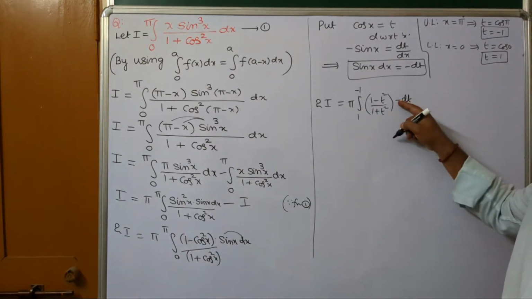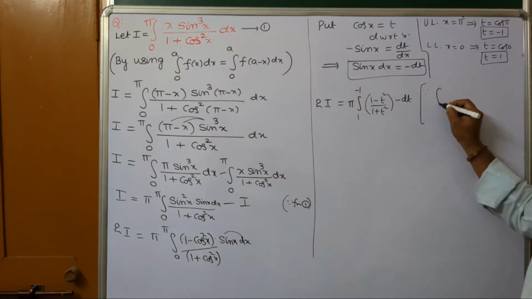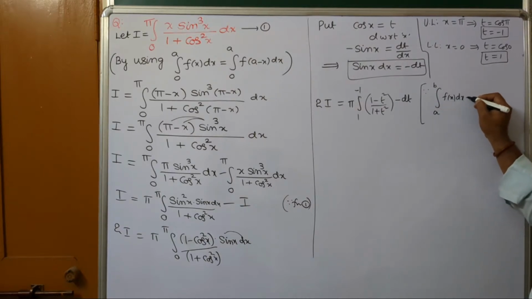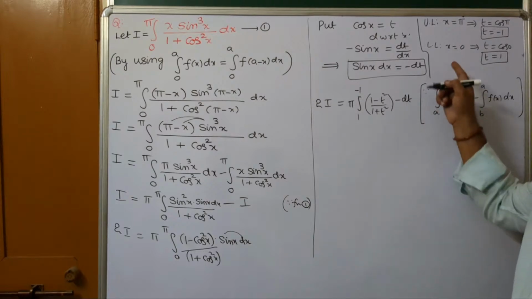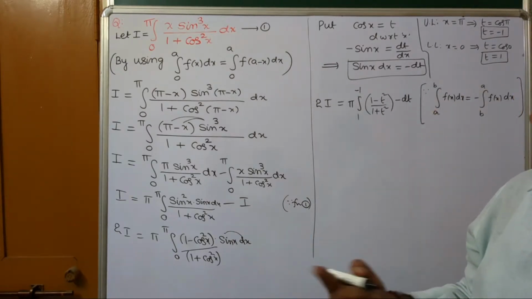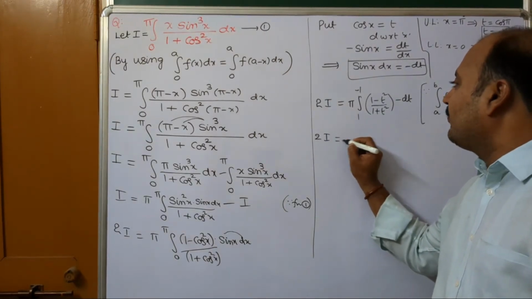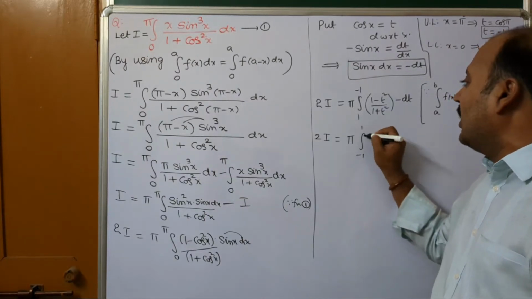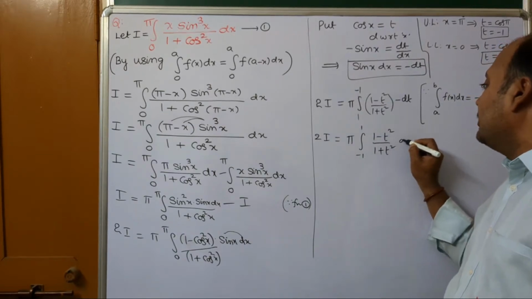Yeah. If you remove this minus, these two will be interchanged by using sign change property. Integral a to b f of x dx is equal to minus integral b to a f of x dx. So if you want to remove this minus, interchange the limits. Upper limit will become lower limit, lower limit will become upper limit. So 2I equal to, minus I am going to remove now, pi into integral -1 to 1, 1 minus t squared by 1 plus t squared into dt.